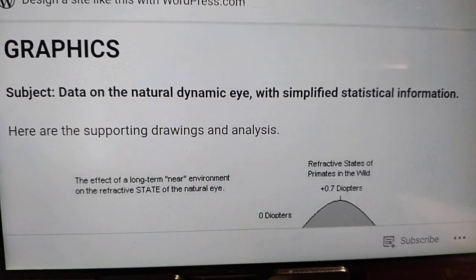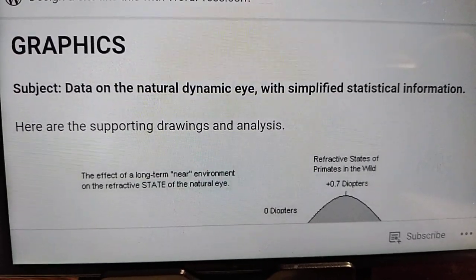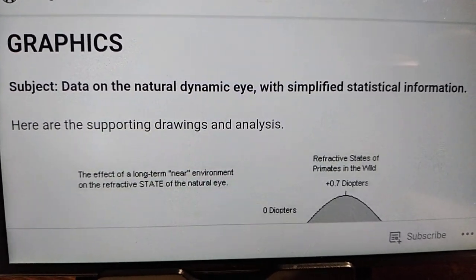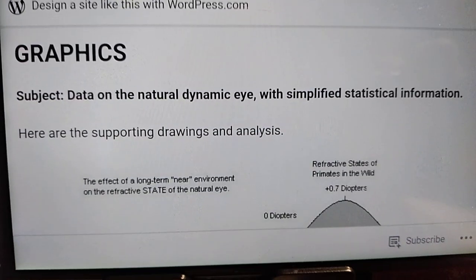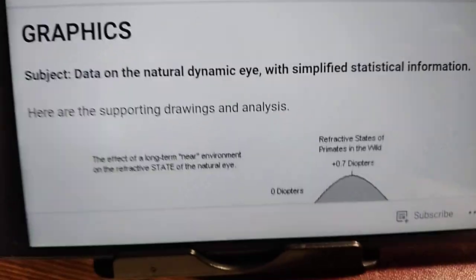Let me simplify the eye's behavior. The Eskimos, who did no reading or writing, had positive refractive states, and all of them had 20/20. But optometrists call all positive refractive states errors and defects.